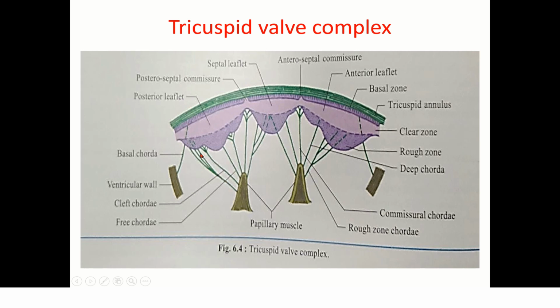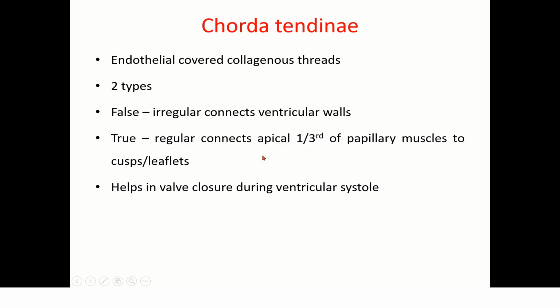This rough zone chordae will divide into three strands. One will attach to the free margin, one will attach midway between the clear zone and the free margin, and the other one will go to the junction between the rough zone and the clear zone. You can see this is the basal chordae going to the basal zone of the leaflet, and you can also see here deep chordae which directly go to the junction between the rough zone and the clear zone. We'll classify these chordae tendineae next. I'm explaining here so that it will be easy for us.